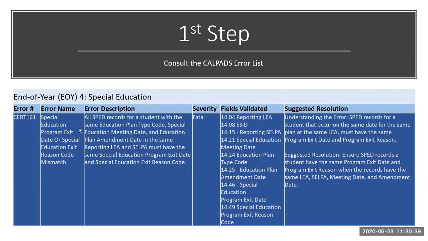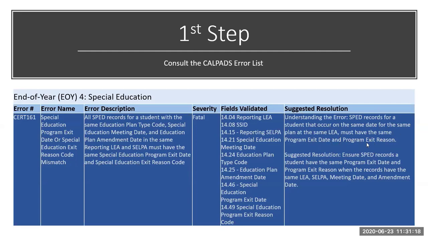An indication of your problem is in the error name. Special Education Program Exit Date or Special Education Exit Reason Code Mismatch. The description tells you the circumstances in which the error is occurring, and then you have the suggested resolution. The first part says understanding the error. SPED records for a student that occur on the same date for the same plan at the same LEA must have the same program exit date and program exit reason.